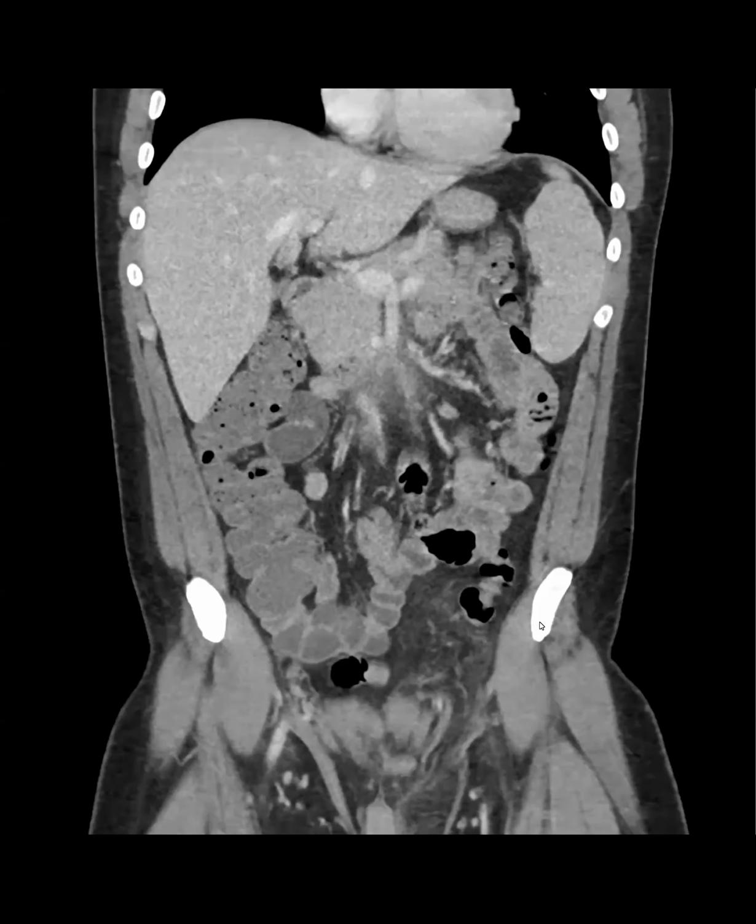So there's all of this stranding here, and in addition to the stranding, the vessels are kind of abnormal looking. You can see this is the SMA here. Let me pause really quick. And here you can see the SMA is not normal. There's thrombus here. There's a lot of inflammatory changes and also surrounding the fat with these little reactive nodes.